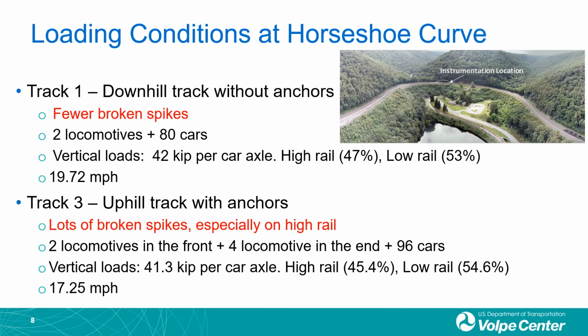Track 1, which is a downhill track without anchors. Fewer broken spikes were found at this track. And track 3, an uphill track with anchors. Lots of broken spikes, especially on the high rail side, were found at this track. We pick one train from each track for the model demonstration purpose. These two trains have comparable axle weight and are running at very similar speed.